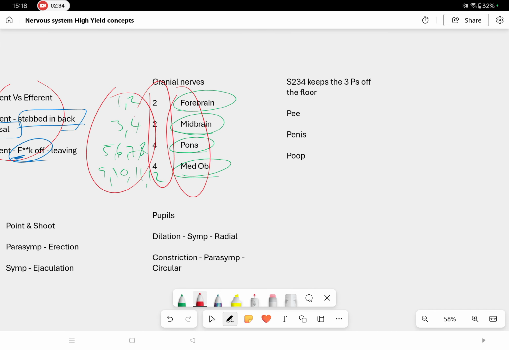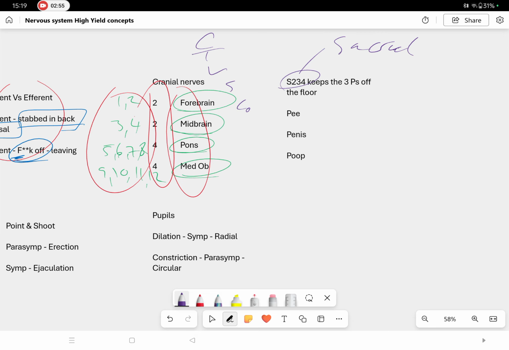Next in line, we've got S234 keeps the 3 P's off the floor. A big one. Okay, so this is really, really important. S234 refers to sacral nerves. Remember S for sacral, so again, C spine, cervical spine, thoracic spine, lumbar spine, and sacral spine. And then, of course, we've got the little coccyx, which has got 3 vertebrae.